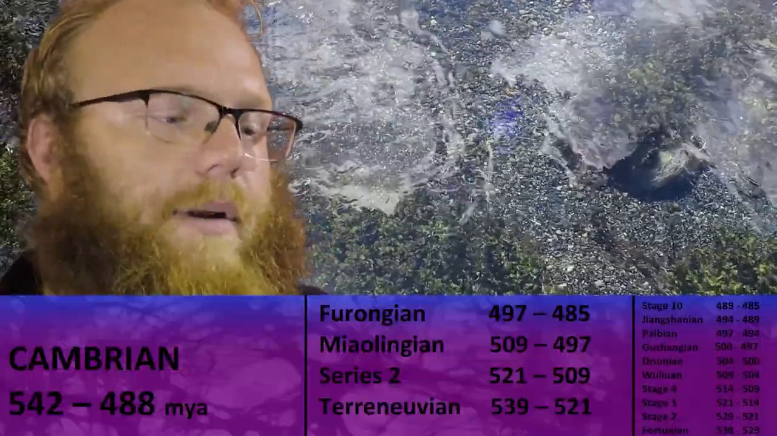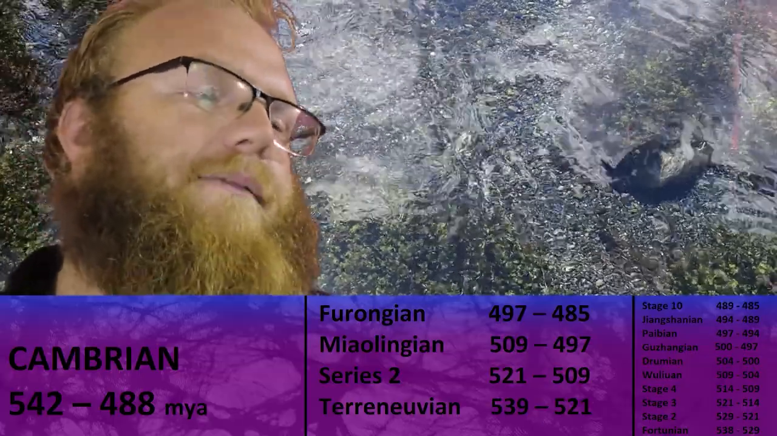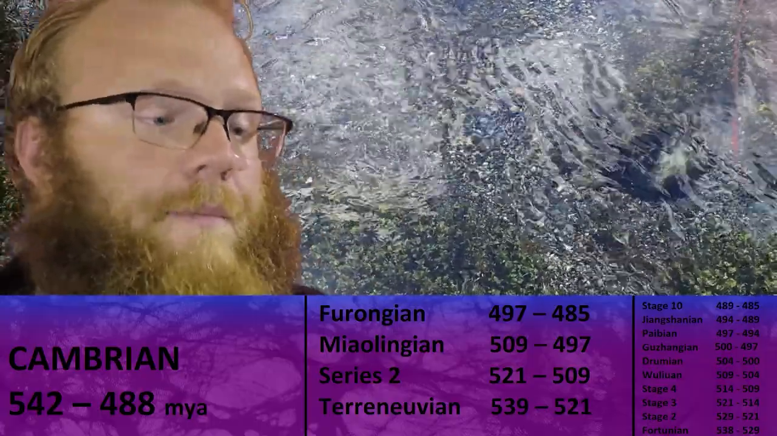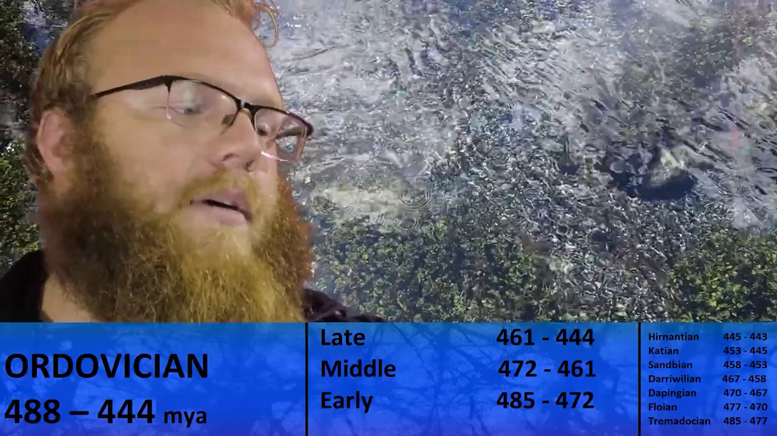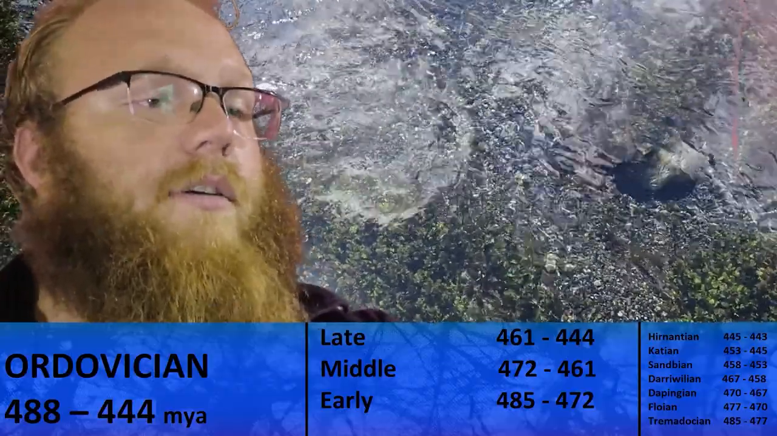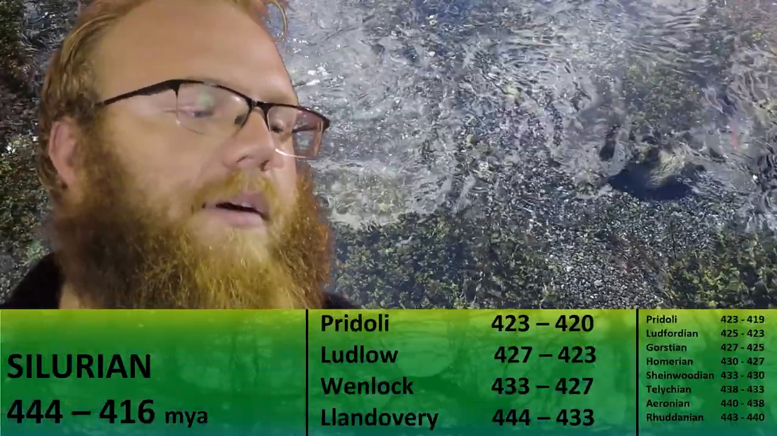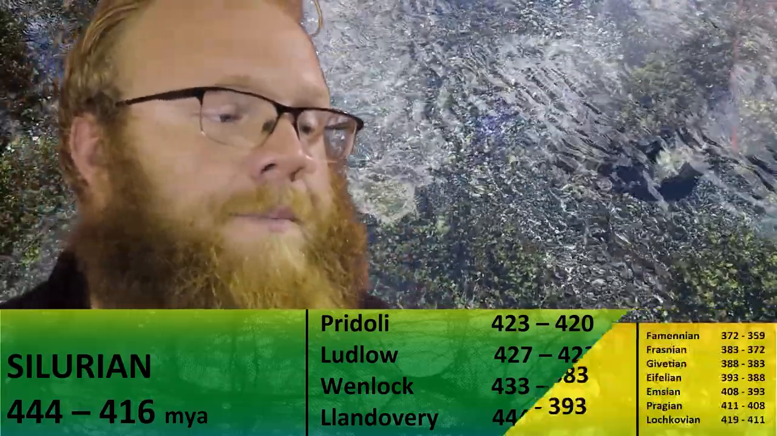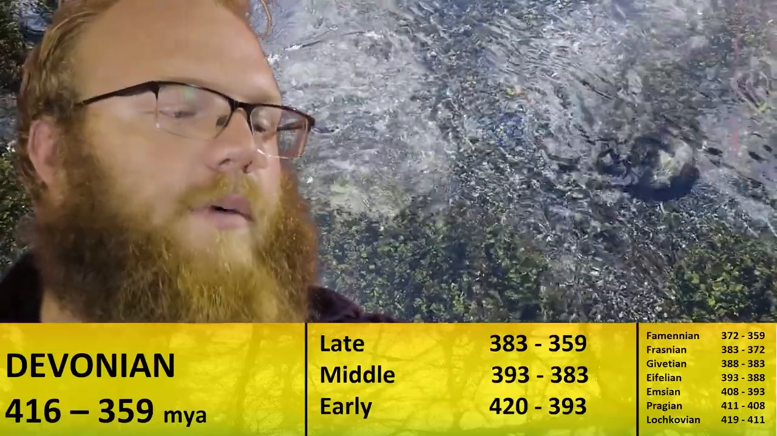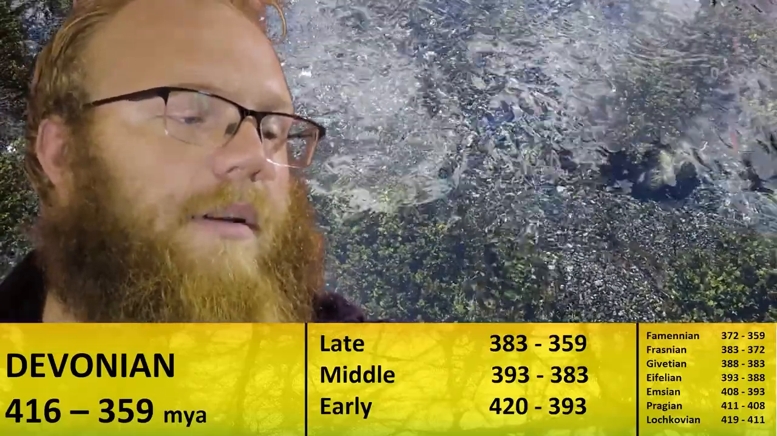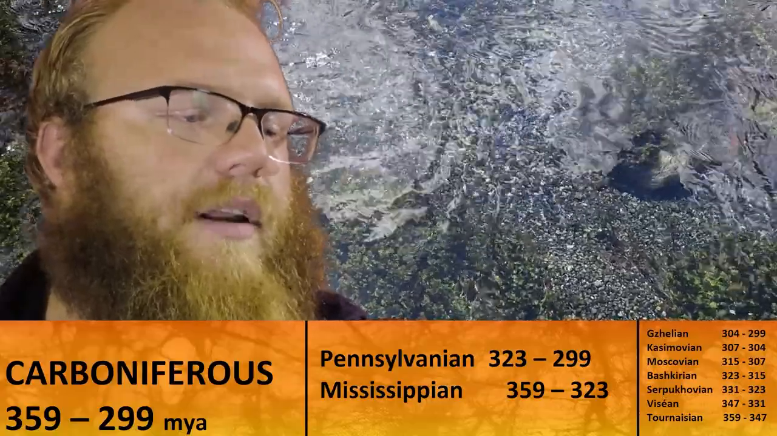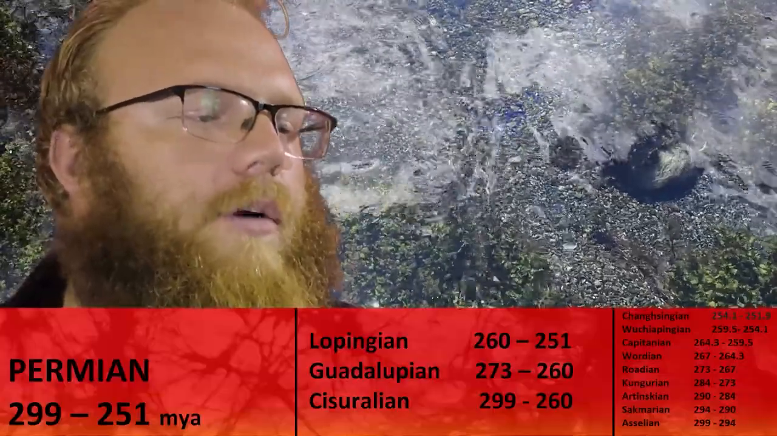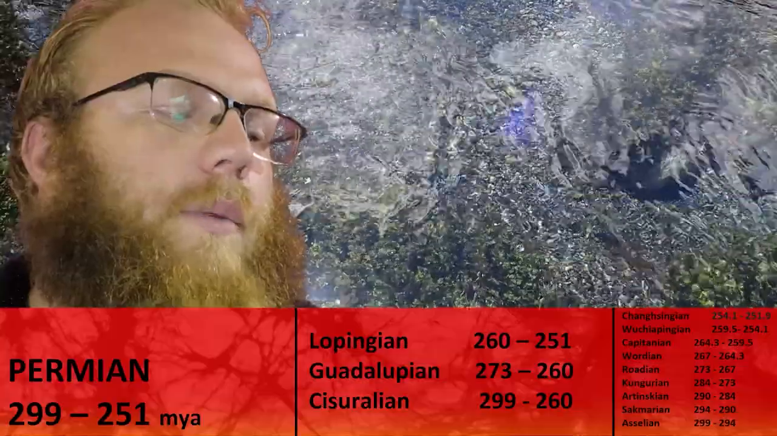Starting at the Cambrian time period. So the early Cambrian started about 542 million years, and it lasted until 488 million years ago. Following up behind the Cambrian, we had the Ordovician time period, which lasted from 488 to 444 million years. Silurian time period, from 444 million years to 415 million years ago. Following the Silurian, we had the Devonian, from 416 to 359 million years, and the Carboniferous, from 359 to 299 million. And lastly, we ended this era with the Permian time period from 299 million years to 241 million years.